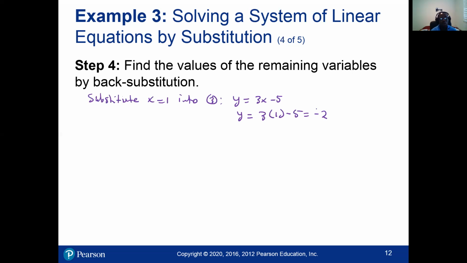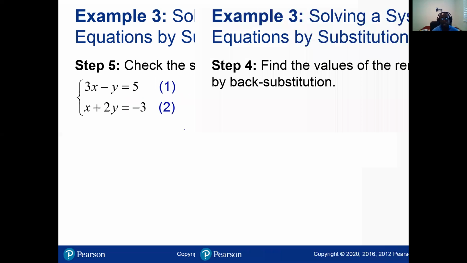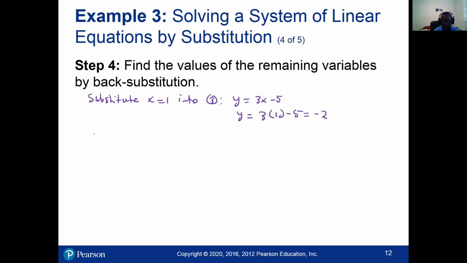Once we have that, what is our solution? The solution is an ordered pair, and that is 1, negative 2. This is an ordered pair. It's always an ordered pair.